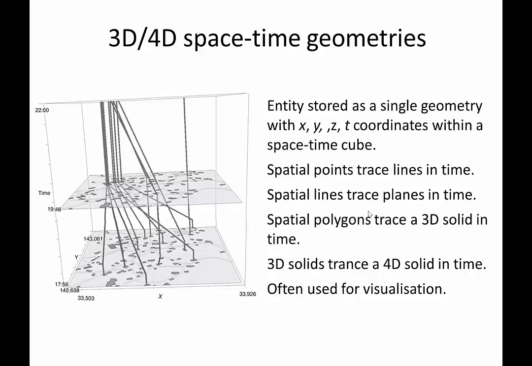Now, instead of points, if we were talking about something like a river that moves in time but exists as a line, and you imagine moving that line through space-time, it would produce a curtain of riveriness, or whatever we want to call it, in space and time. Polygons in space create 3D solids in space-time. 3D solids trace a four-dimensional solid in four-dimensional space-time. Yeah, it makes your head hurt.